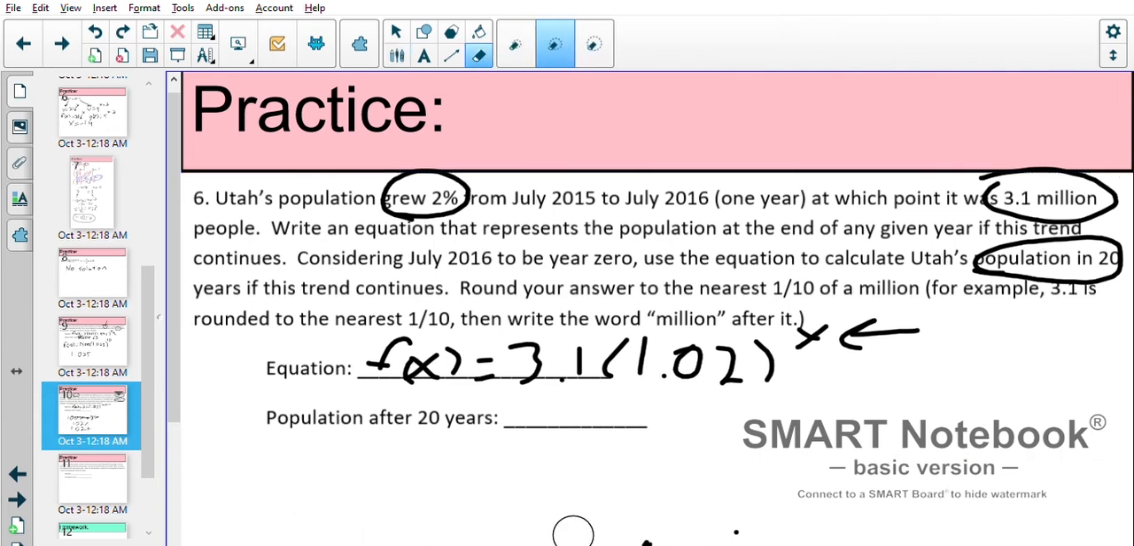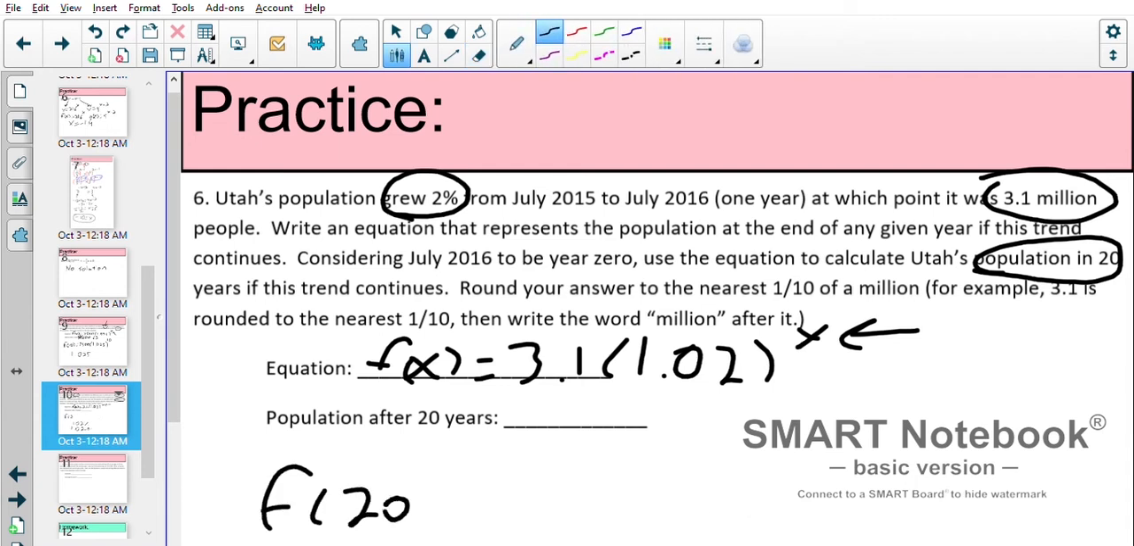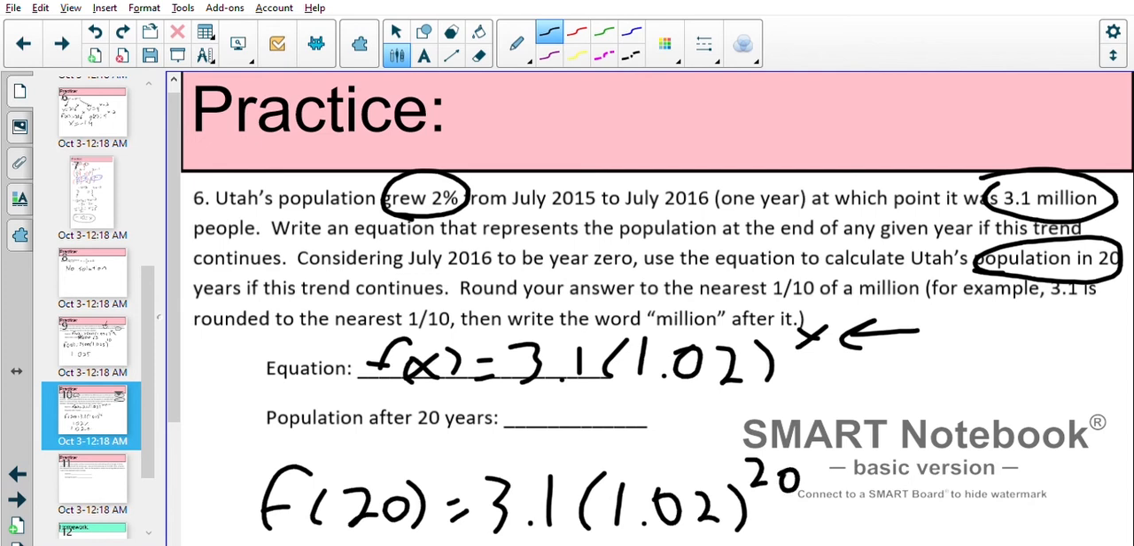So we get f of 20 equals 3.1 times 1.02 to the power of 20. Plugging that into our calculator, we get 3.1 times 1.02 to the power of 20. And we're going to round this to the nearest tenth as far as millions go, so that would be 4.6 million people.